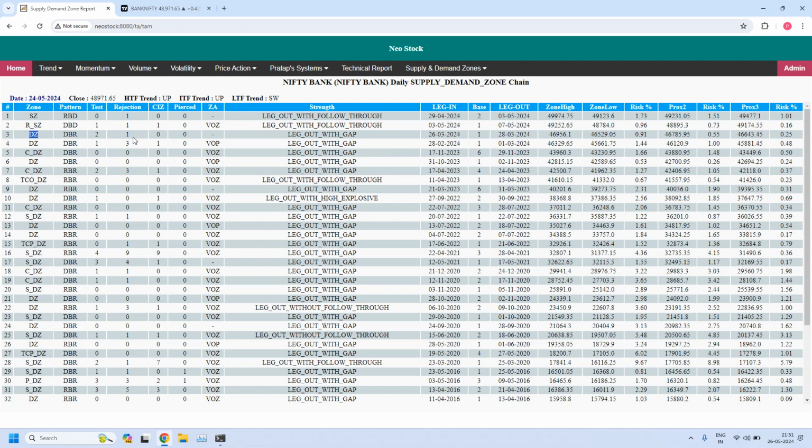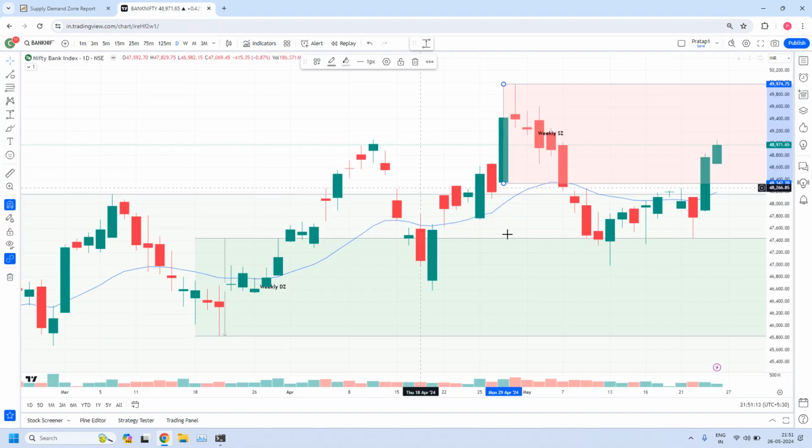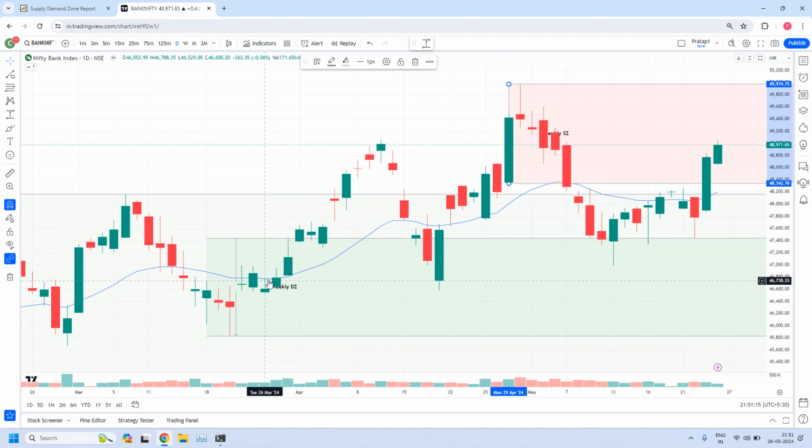Anyway, let us draw the immediately available demand zone and supply zones. The first demand zone, the immediately available one, was created on 26th March 2024, one base candle. 26th March.